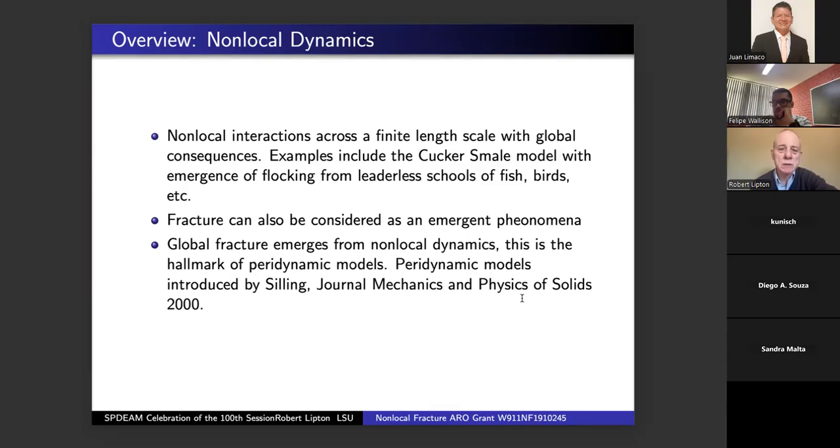Today, we'll be concerned with fracture, also viewed as an emergent phenomenon and modeled through non-local interactions. Here, the non-local interaction will be displacements. So a displacement between nearby particles will influence displacements. But mathematically, otherwise, there is no difference between the two models, which is rather interesting. Global fracture, we'll see from this model, emerges from the non-local dynamics. And this was seen in the peridynamic models introduced by Stewart Silling back in 2000. So he saw that, when you allowed particles to interact non-locally, dynamically you would get emergent behavior.